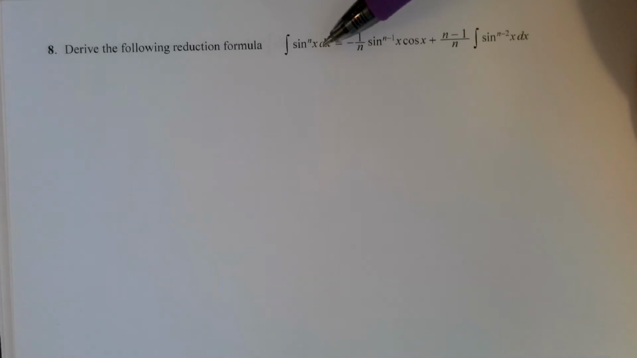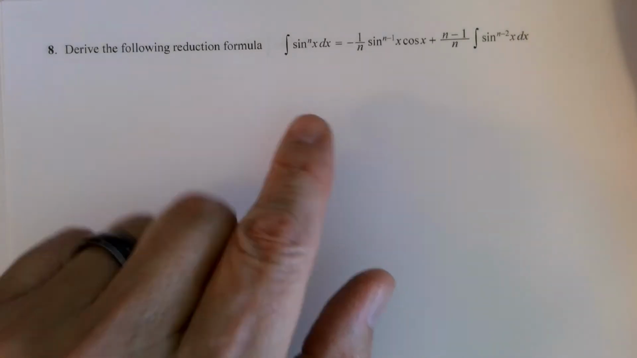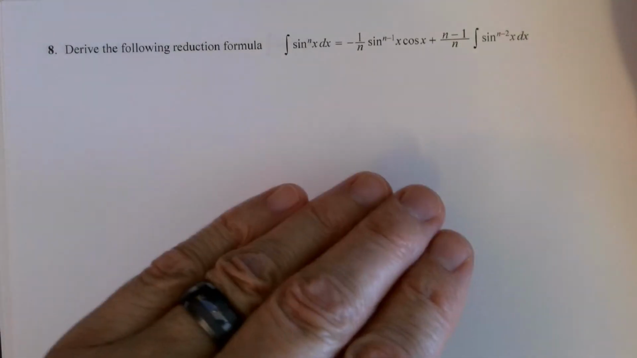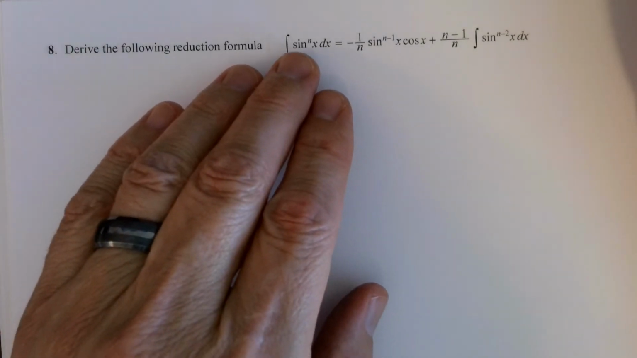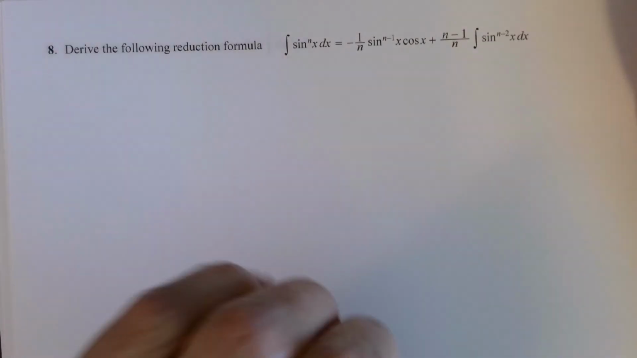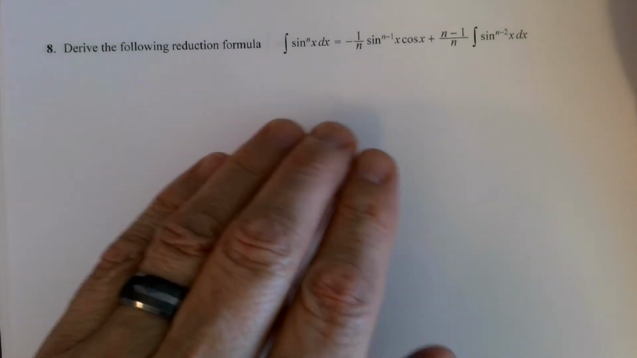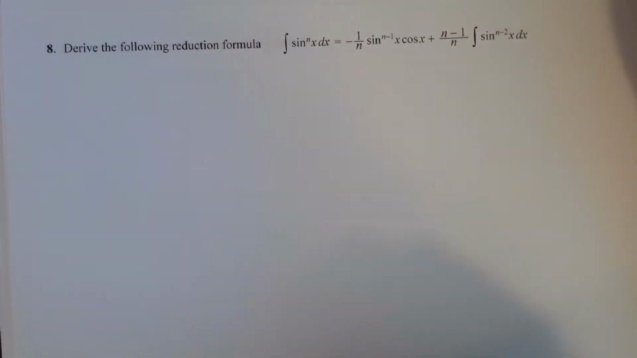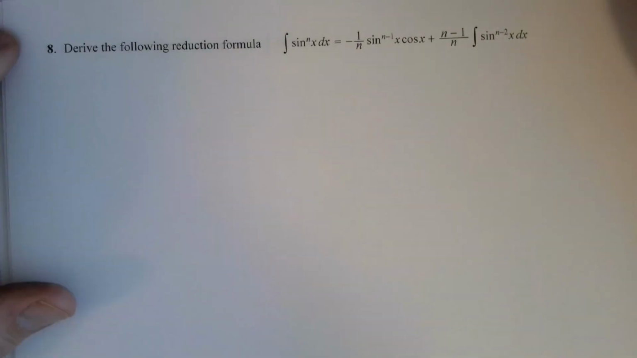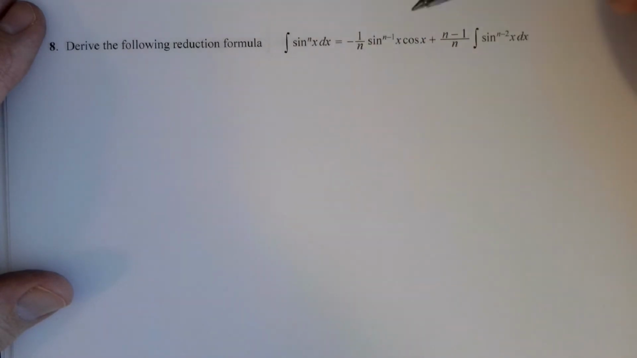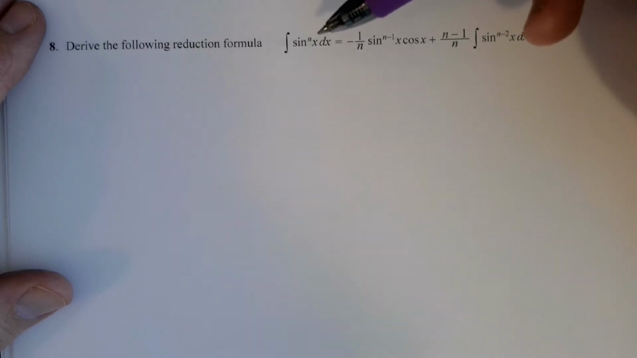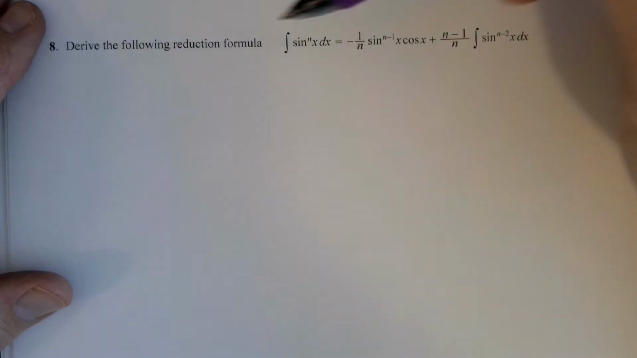Please know that the antiderivative of sine squared x is not cosine squared x or negative cosine squared x. The antiderivative of sine of x is negative cosine of x. The antiderivative of sine squared x is not just negative cosine squared x or positive cosine squared x. But this is a formula for finding the antiderivative for powers of sine. And it's a, no pun intended, powerful rule. And we call it a reduction formula.